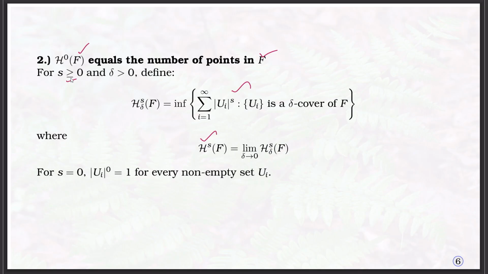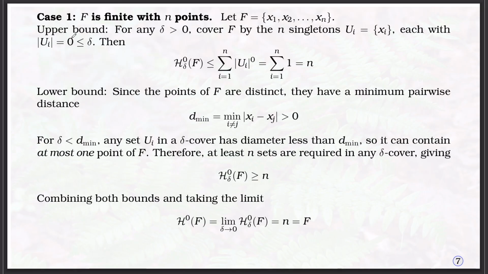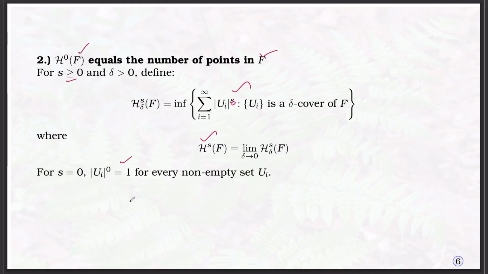If you take S equal to 0, then this power will be 0, so mu I to the power 0 gives 1. So we are counting the number of sets: every non-empty set gives the count 1. If F is finite with n points, you can keep in mind that the diameter of mu I to the power 0 is 1 for every non-empty set mu I, because mu I is the covering of the finite set F.